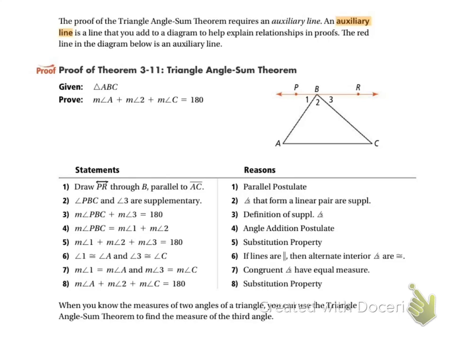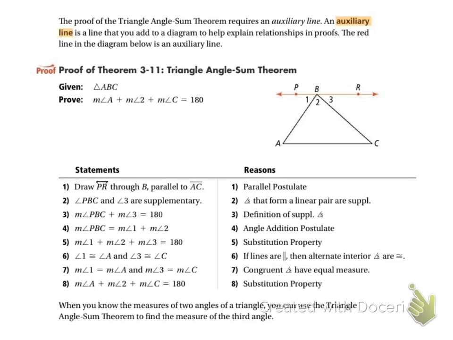Then I'm allowed to say that the angle PBC is made up of angle 1 and 2. So I can say the measure of angle PBC is equal to the measure of angle 1 plus the measure of angle 2 by the angle addition postulate. Then I'm allowed to say that the measure of angle 1 plus the measure of angle 2 plus the measure of angle 3 equals 180. That was combining these two right there. I plugged in for PBC.